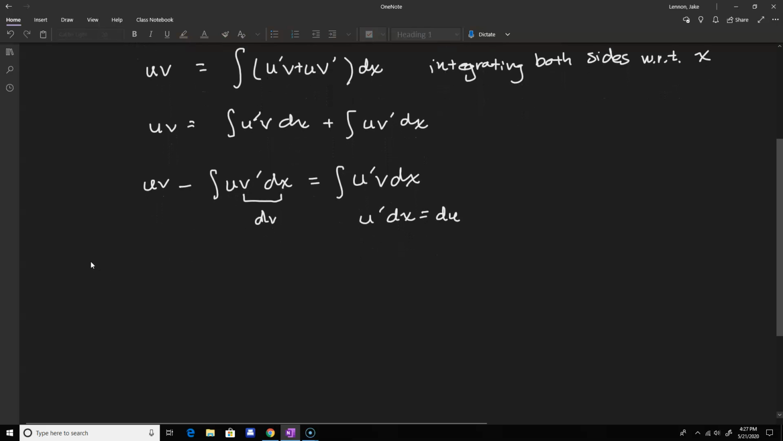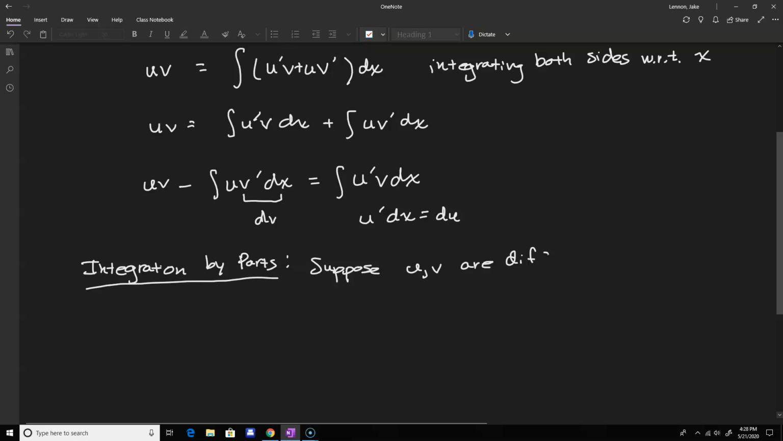So the integration by parts, if we want to integrate a product of two functions, we say, suppose again u and v are differentiable, then the way we integrate u dv is, if you look above, it's just uv minus the integral of v times du. So this is the integration by parts formula.